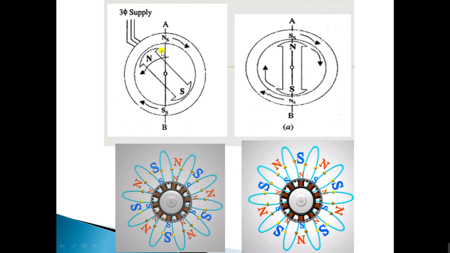Both north poles repel each other, same poles repel each other. So this north pole and north pole repel, so the rotor is trying to move in anti-clockwise direction. Similarly here, in the bottom portion, in stator south pole is there, in rotor also south pole is there, they try to repel each other, so it moves in the clockwise direction.